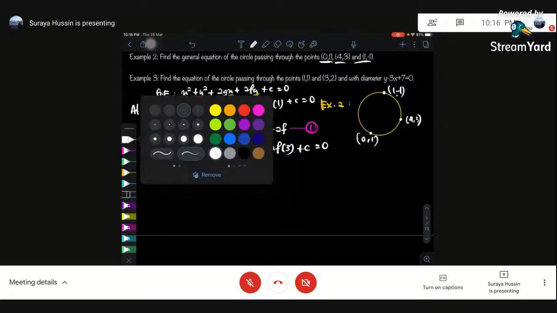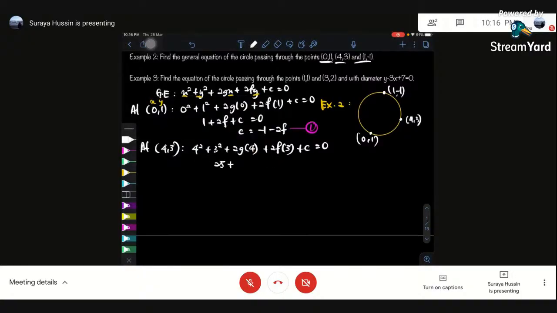So here you will get 25 plus 8g plus 6f plus c. You can do it together with me, okay? Just do it in your own way. So I'll get 8g plus 6f plus c equals negative 25. So this is our second equation.